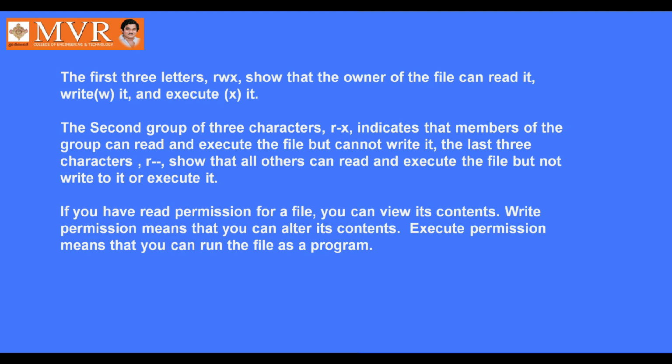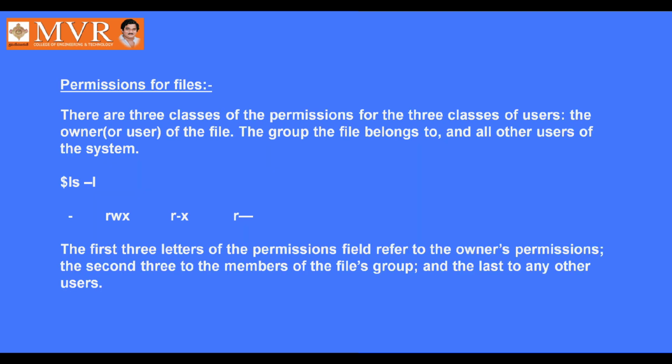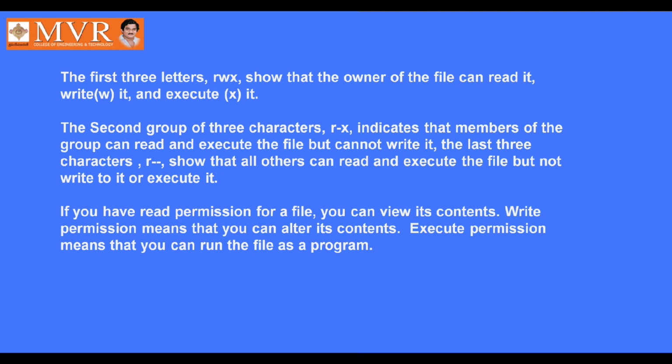So what I have told you earlier, this is the thing. The first 3 letters rwx show that the owner of the file can read it, write it, and execute it. As I told earlier, letter R represents read permission, letter W represents write permission, and X represents execute permission. As in the previous slide, the first 3 characters are rwx, so those represent the permissions of the owner. The owner will have read, write, and execute permissions for that file.